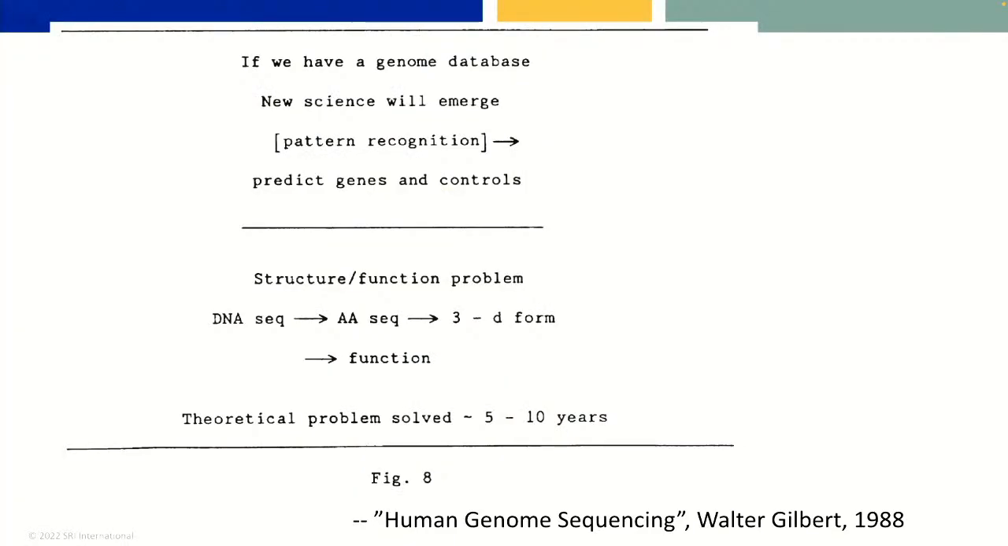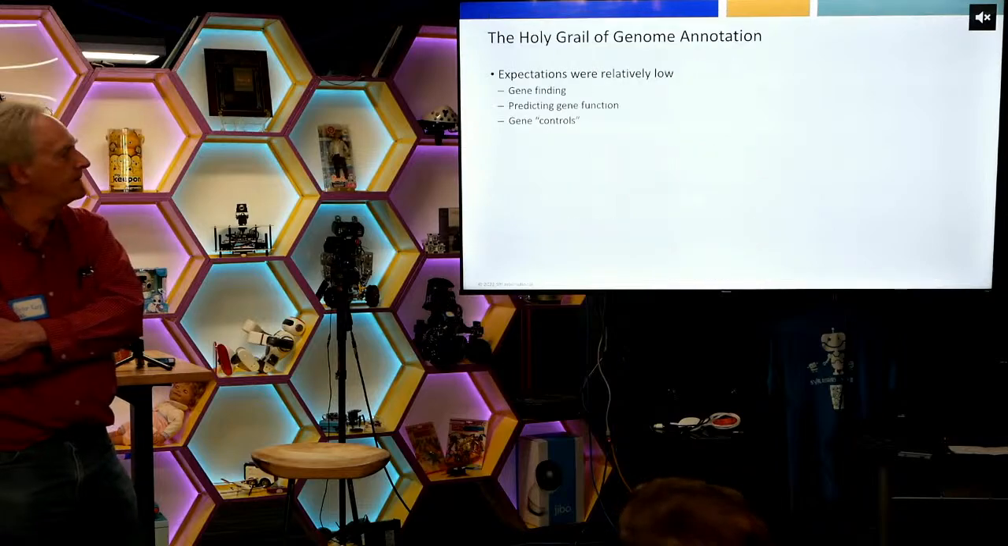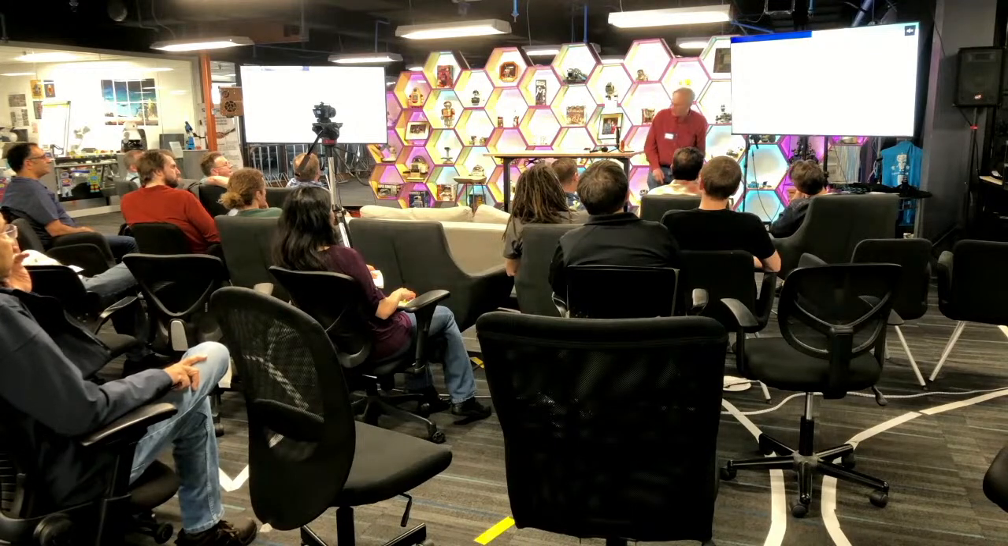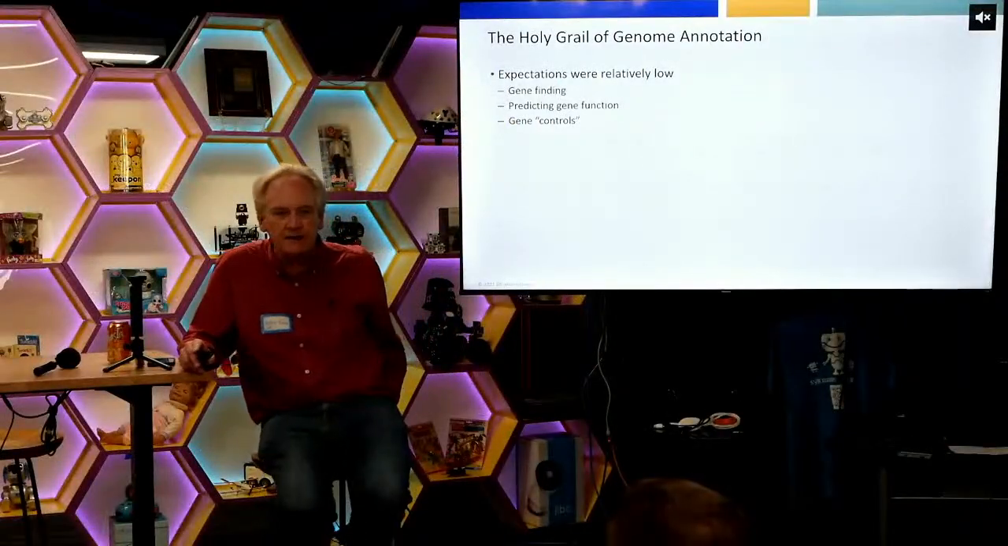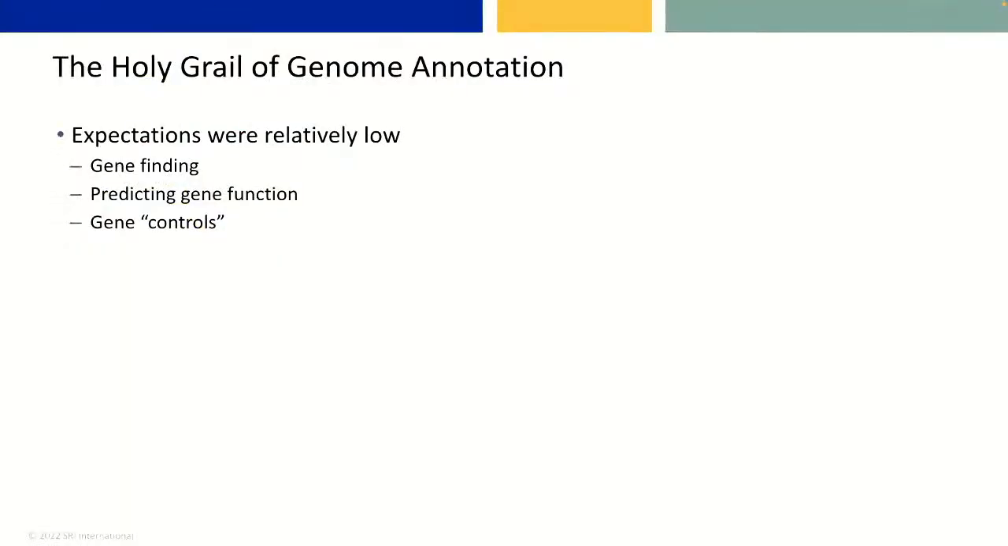But it was interesting to me that in '88, I would have thought sequence analysis would have been put forward as the main tool for predicting function. But surprisingly not. I mean, surely Smith-Waterman existed then. BLAST, I think, was just coming out around that time. So overall, the expectations were pretty low back then. They identified gene finding as an important problem. They identified predicting gene function as an important problem, and predicting control regions as another important problem.